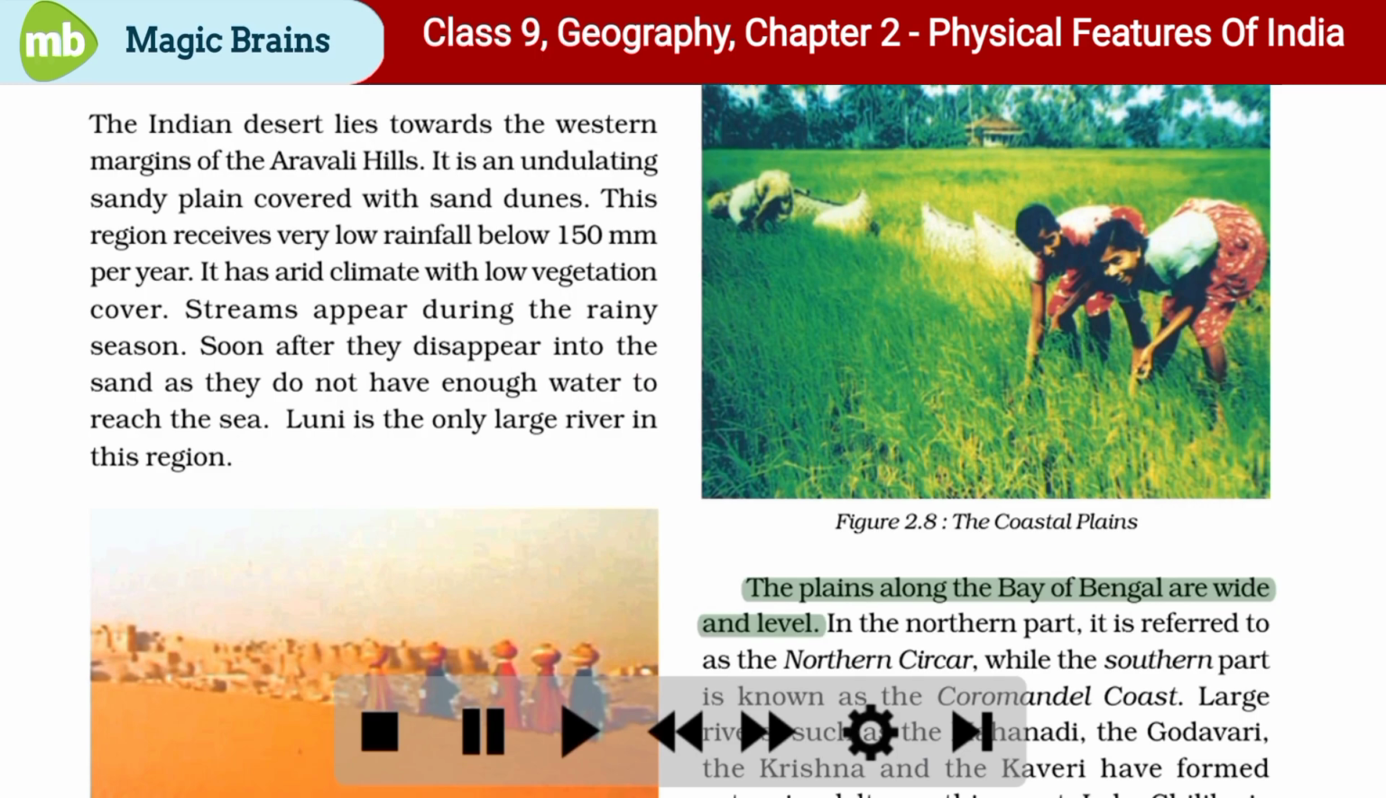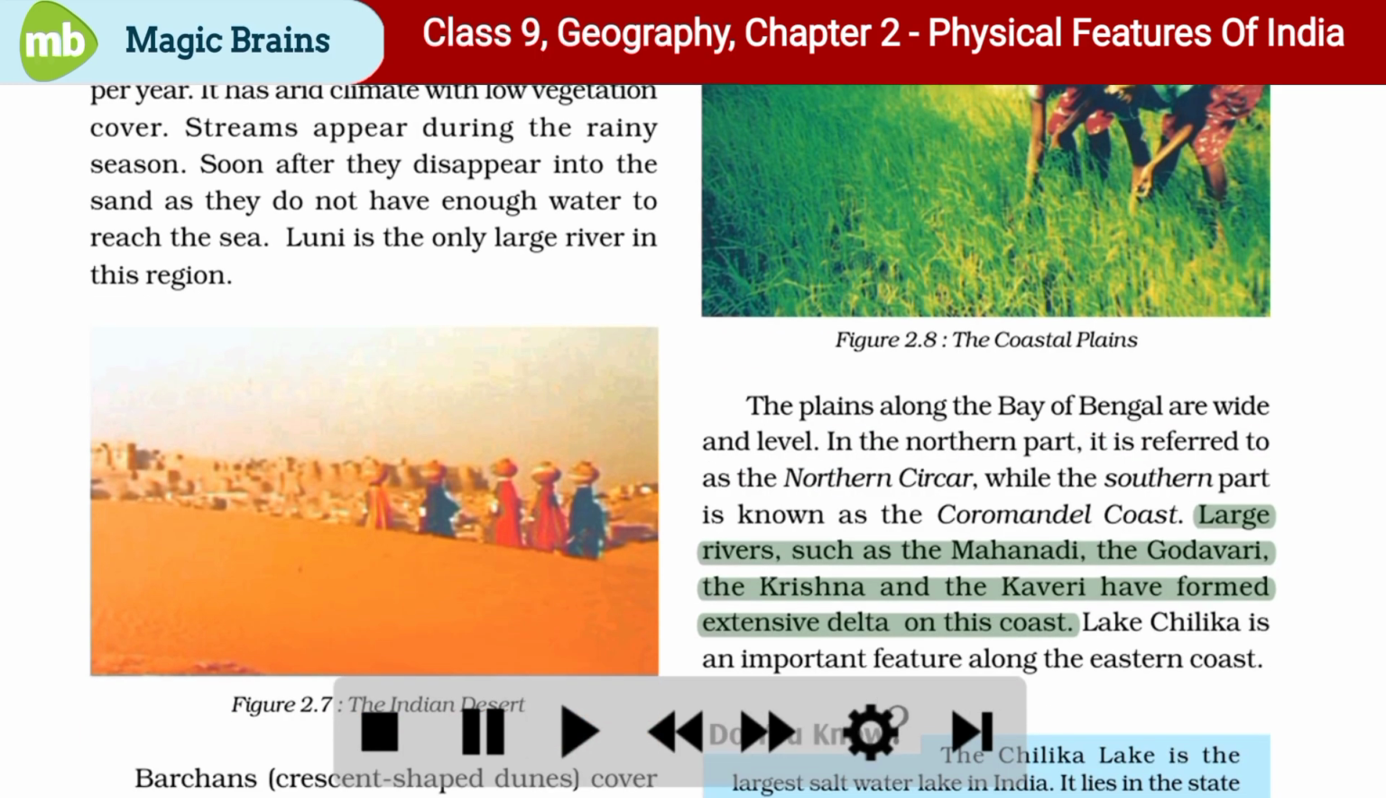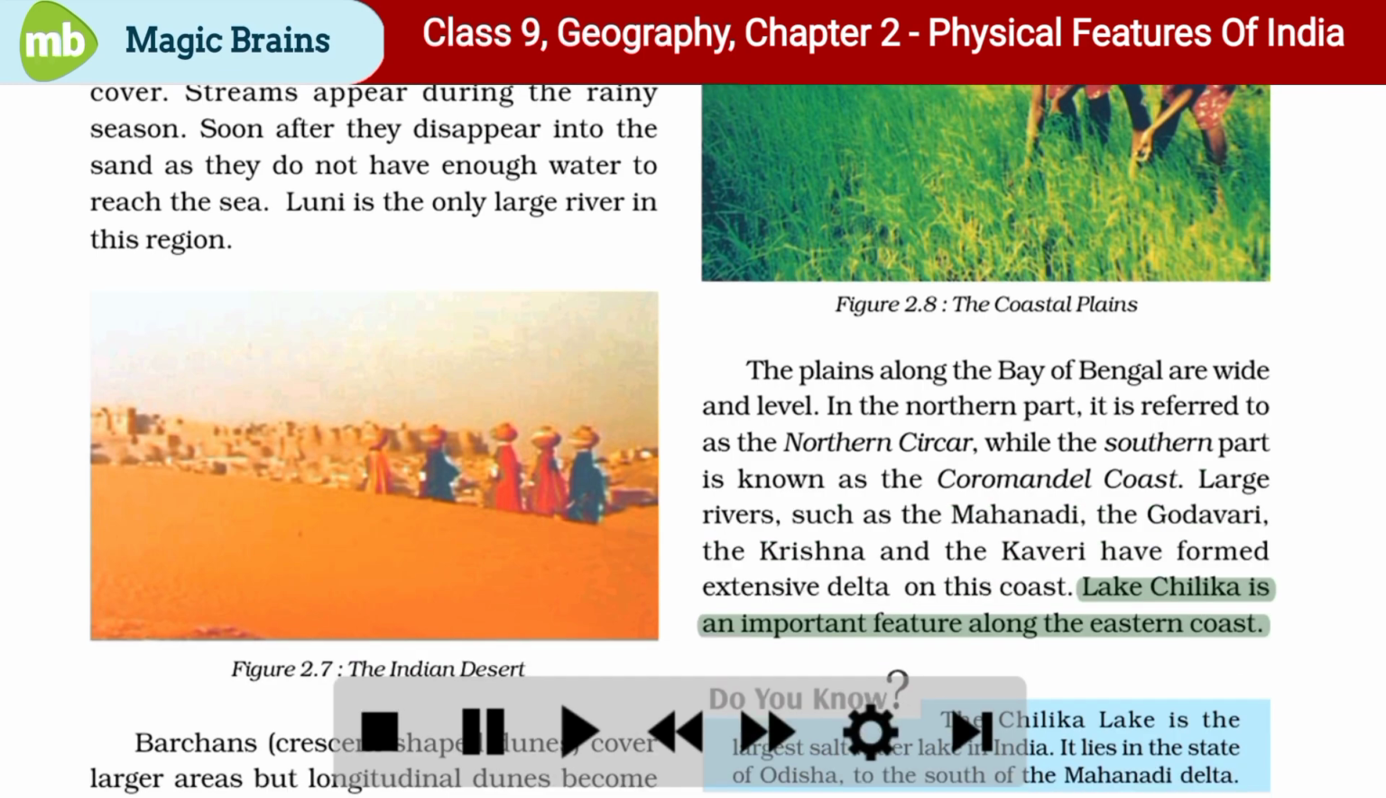The plains along the Bay of Bengal are wide and level. In the northern part, it is referred to as the Northern Sirkar, while the southern part is known as Coromandel Coast. Large rivers such as Mahanadi, the Godavari, the Krishna and the Kaveri have formed extensive deltas on this coast. Lake Chilka is an important feature along the eastern coast.